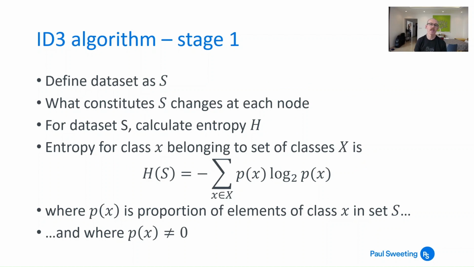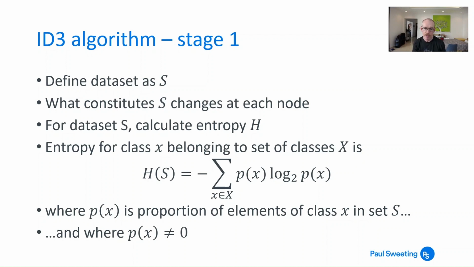So the first stage in the ID3 algorithm, you define your data set as S. This is all of your data, your whole population in this case, at least at the start, because as you move through the different nodes, what counts as S changes. So it would start in our example as being the whole population. Then at the next node, all women would constitute S.